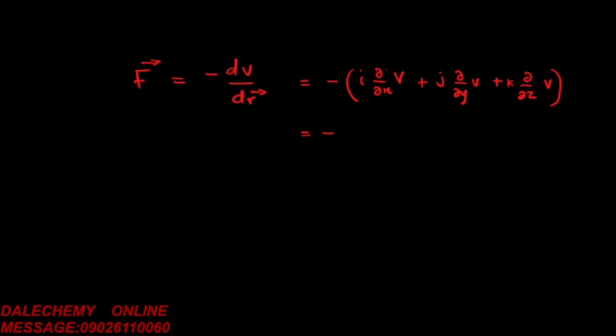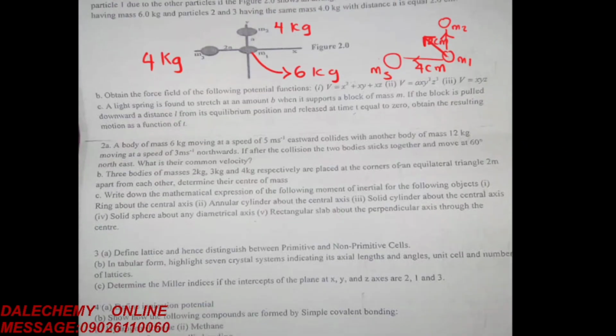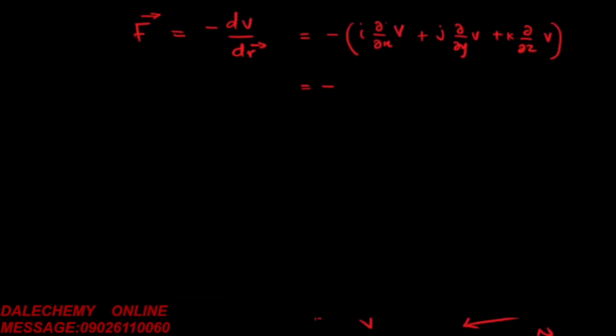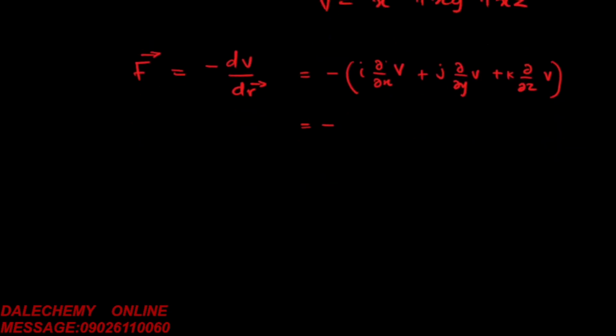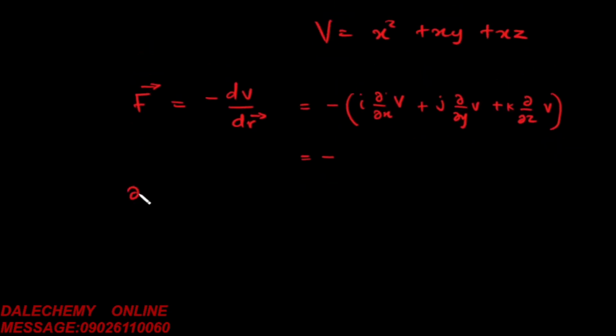So your V for the first one is x squared plus xy plus xz. So that's your V for the first one. V equals x squared plus xy plus xz. So you have to find the partial derivative of this with respect to x. So it's going to be d/dx of V, and V here is x squared plus xy plus xz, and that is going to be, when you differentiate with respect to x, 2x plus y plus z.